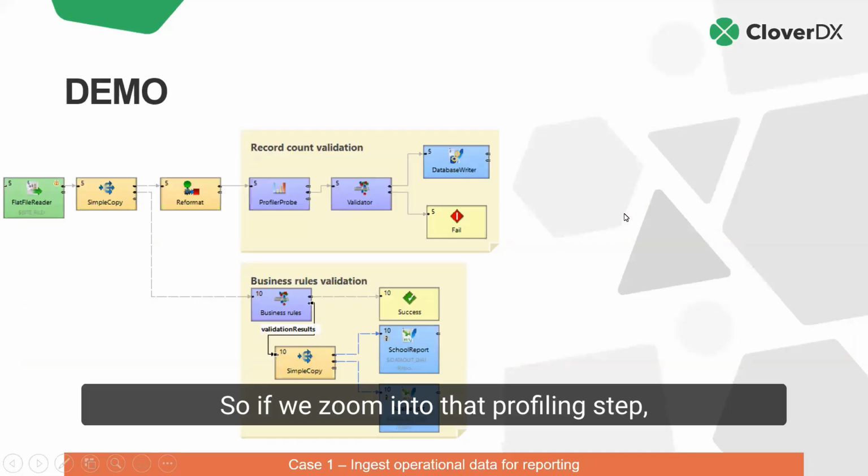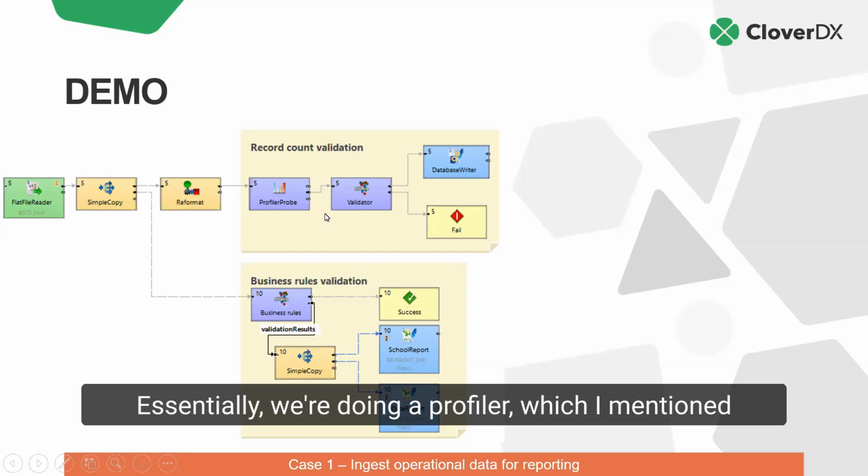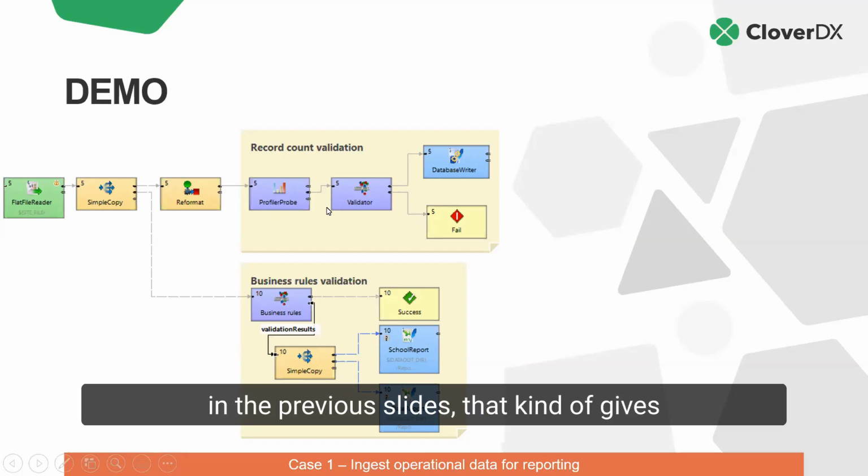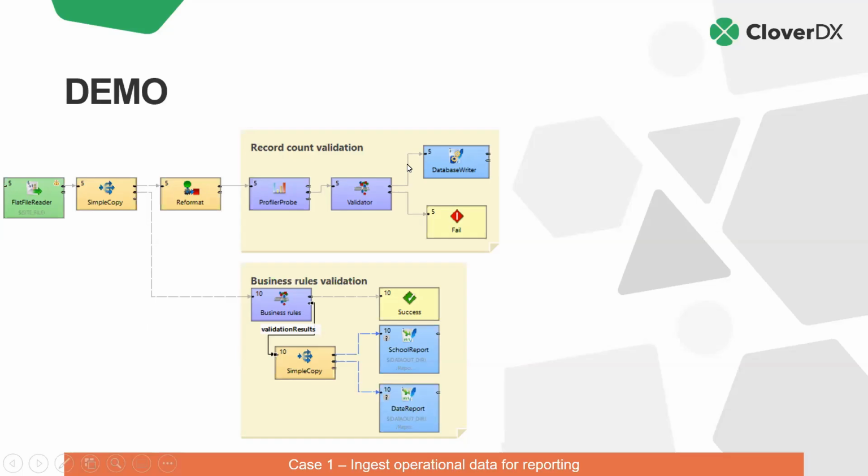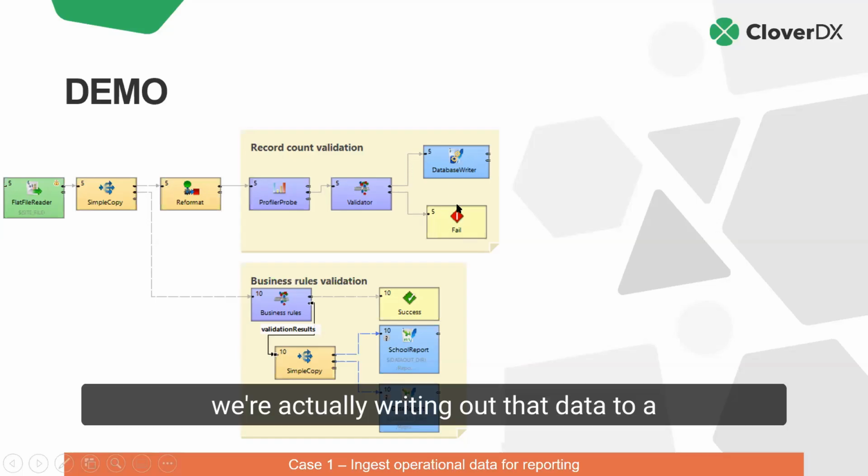So if we zoom into that profiling step, it looks like this, right? We're taking a flat file and running two data pipelines against it, essentially. We're doing a profiler, which I mentioned in the previous slides, that gives us that holistic overarching view of the data. And if that passes our validation, we're writing out that data to a database writer, or we're failing it.